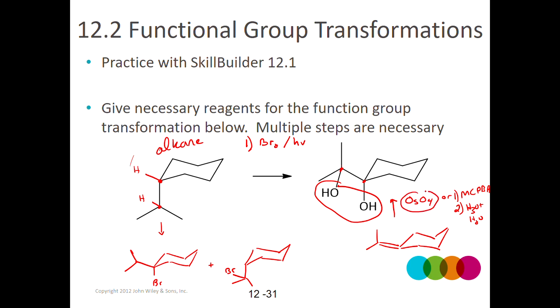The osmium tetraoxide would add the 2 OH groups to the same side of the pi bond. This set of conditions ends up adding the 2 OH groups to the opposite sides. But since these are not chiral centers, it doesn't matter whether they add to the same side or the opposite side. I get the same product either way. So then the question becomes, how do I get from here to the alkene so that I can use these conditions to make the diol?